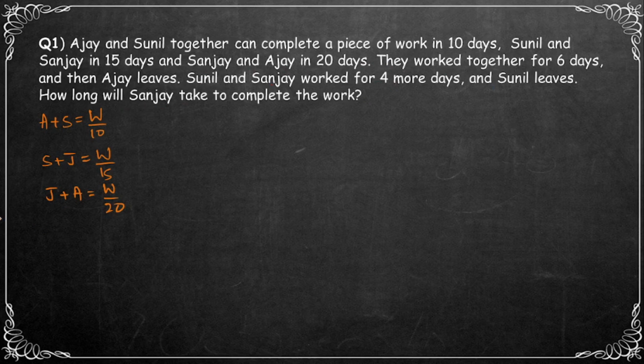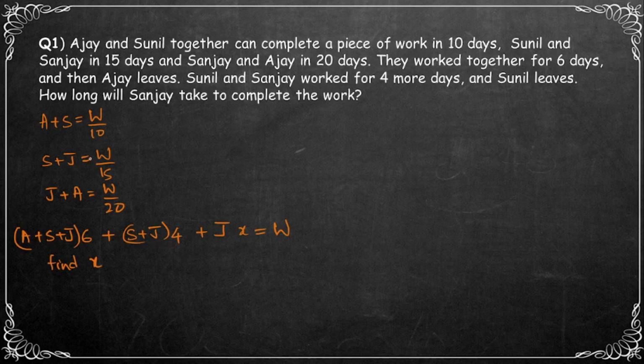done by Sanjay. So if we write equations for that, they work together for 6 days, that is the work: productivity into time. The second part of the work is done by Sunil and Sanjay for 4 days, productivity into time, plus Sanjay can work, let's say, X number of days to complete the total work. Now we need to find X. In order to find X, we need to find this term, and this.